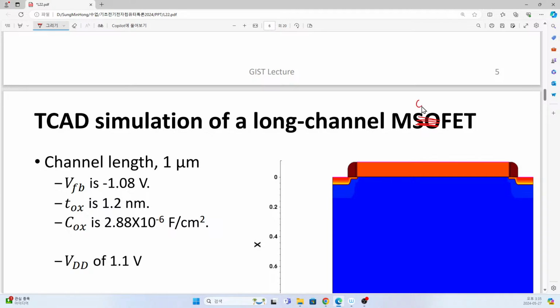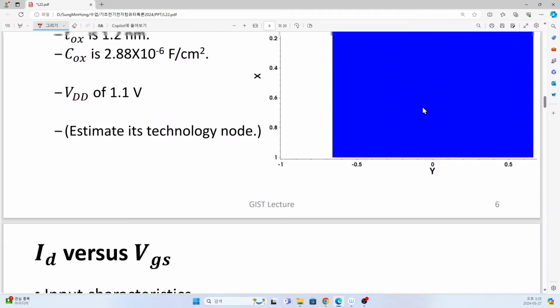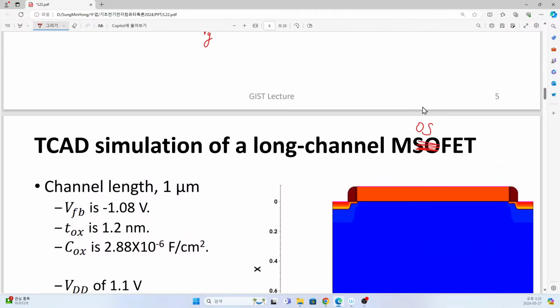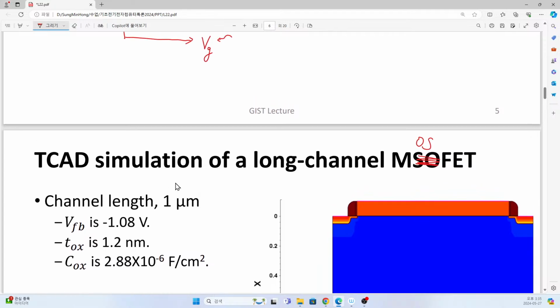This is a MOSFET. Did I make the same mistakes? Okay, here only one. Now we go to chapter 3 of Tower. Okay, let's go.